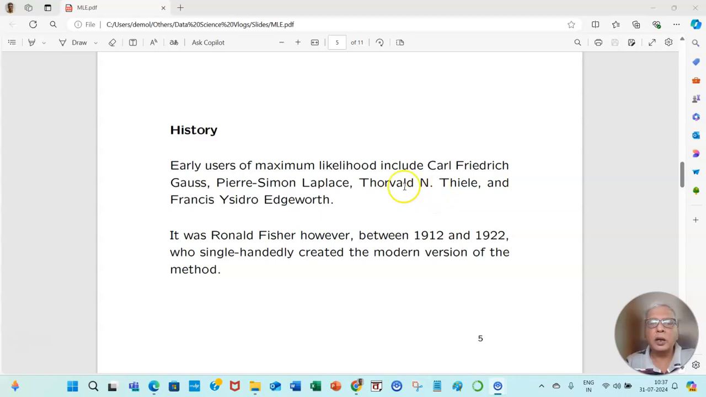So mathematicians like Gauss, Laplace, Thiele, Edgeworth used this concept of maximum likelihood estimate, but it was Ronald Fisher who, between 1912 and 1922, single-handedly created the modern version of the method. So it came from Fisher's idea.